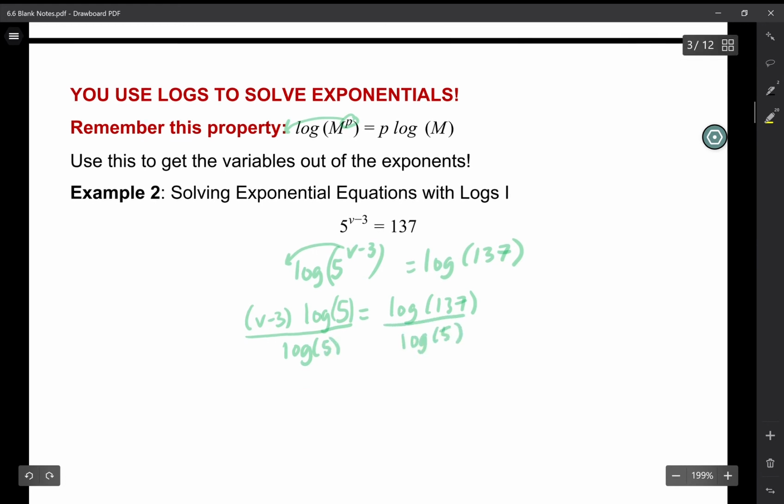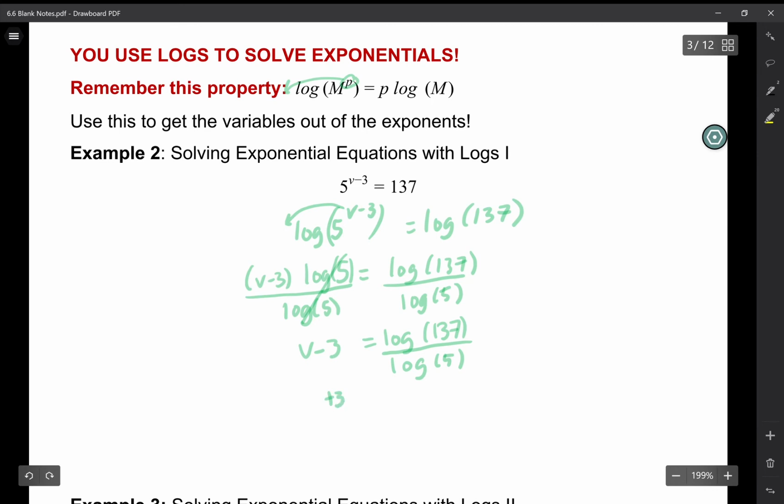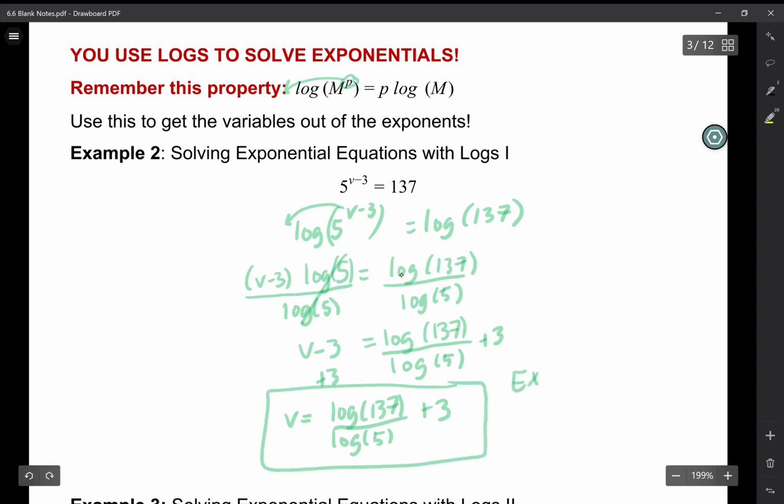This gives me v minus 3 on the left-hand side, since these cancel out, equals log of 137 over log of 5. And now to find v, I just need to add 3 to each side. I'm just going to skip to that. V equals log 137 over log of 5 plus 3. And this is your final solution. That is your exact solution, and that's the answer you want to put in if they asked for an exact solution.